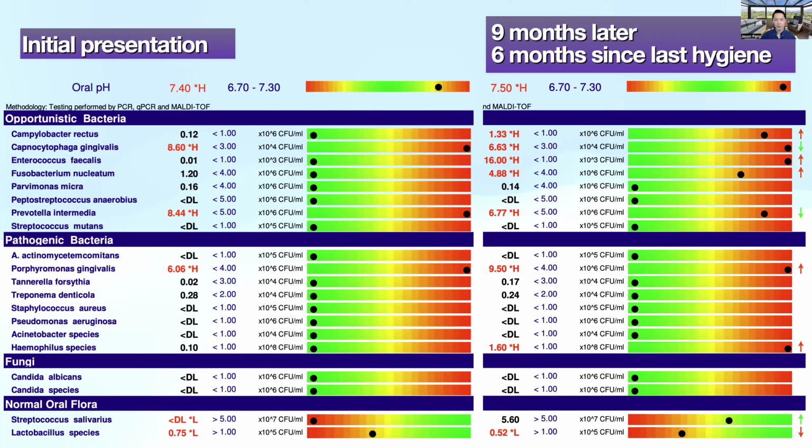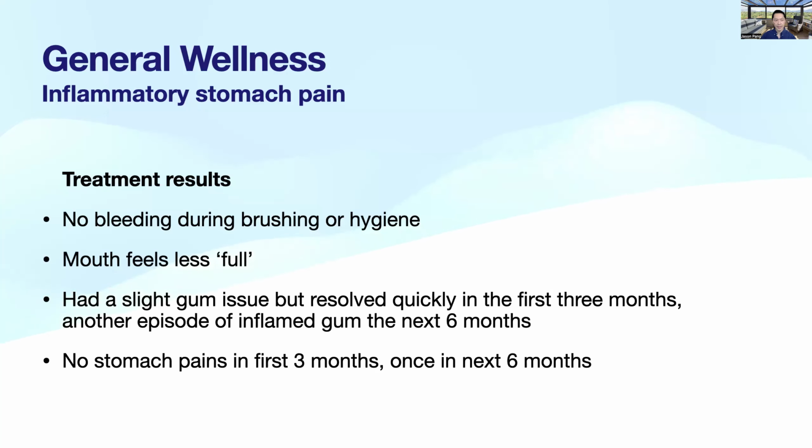But even from that, she found that she had no bleeding during brushing or during the hygiene appointments. Her mouth felt less full. She had one gambus episode in the first 3 months when she was doing well, but that resolved spontaneously. And then she did have another episode, just before she was going to come back to us, and another case of stomach pain in that preceding 6 months.